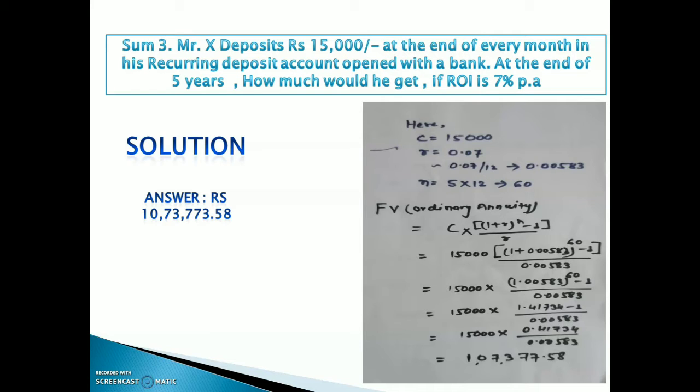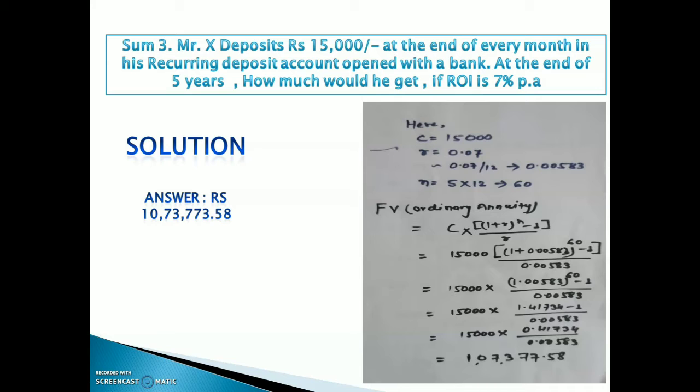Now we have to find whether this problem is related to ordinary annuity or annuity due. So please pay attention to the words "end of every month". We know when the cash flow takes place at the end of the period, that is called the ordinary annuity. So here we have to find the future value of ordinary annuity.